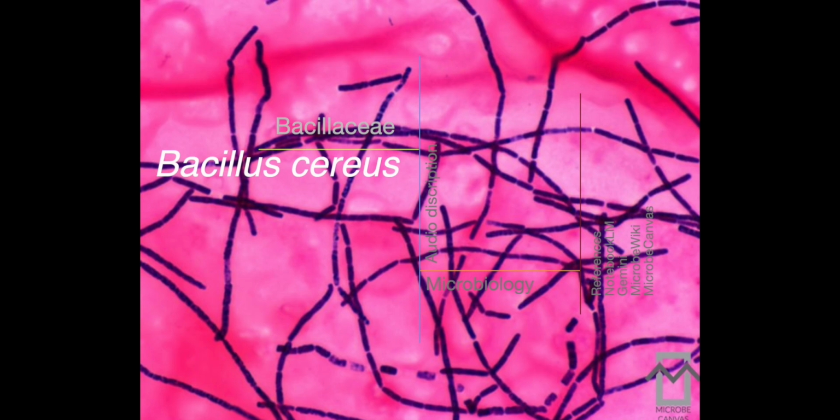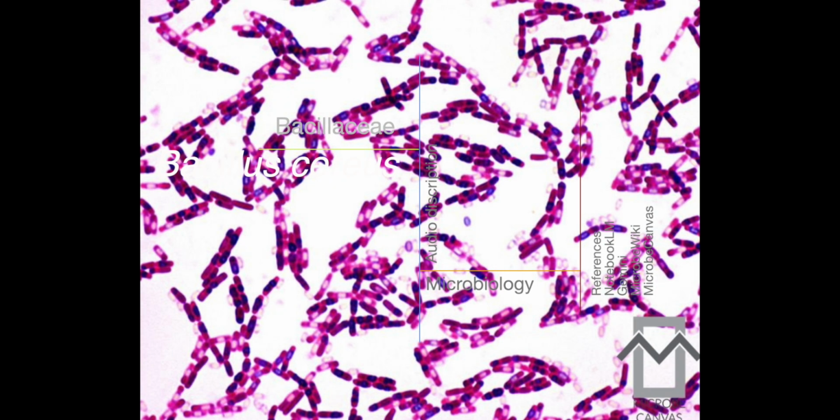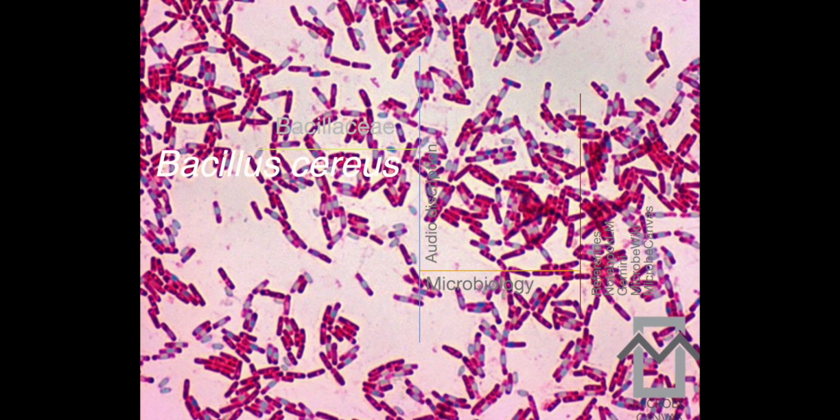So what should we look for if we suspect B. cereus? Well, under a microscope, B. cereus appears as gram-positive rods. They have these distinctive square ends, and they often form chains, creating what we call a bamboo appearance. Bamboo appearance, I'll have to keep an eye out for that.